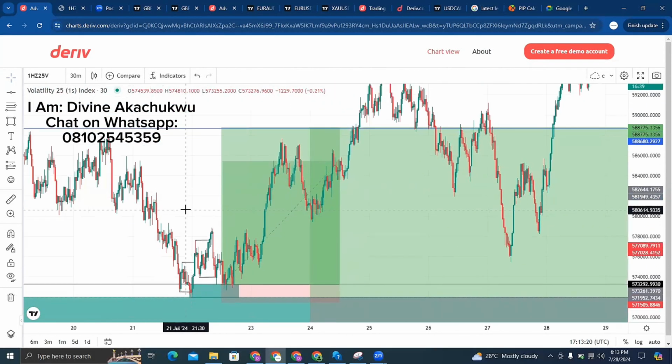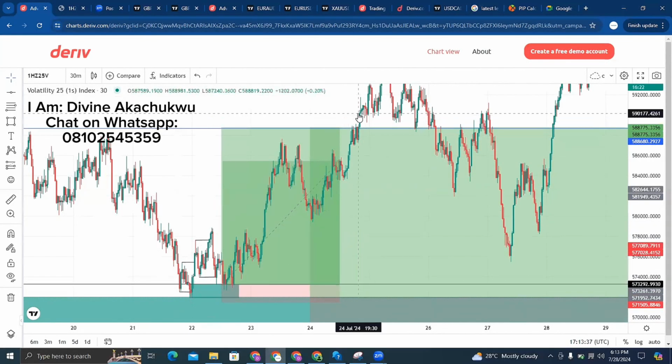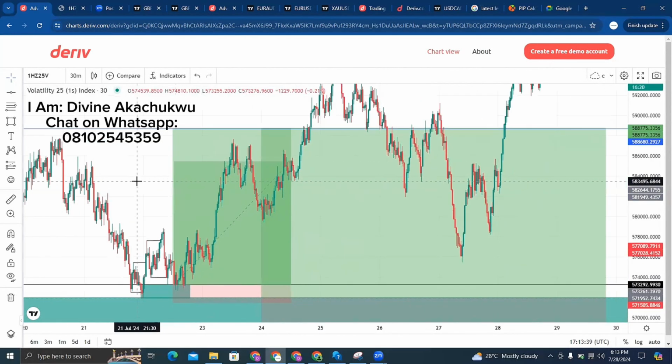And what are you looking for using as confirmation? The same entry model, just as I told you. There's the sweep, the first break of structure, the pullback, the second break of structure. Price will come back, take out the structural liquidity, and go up to a direction.